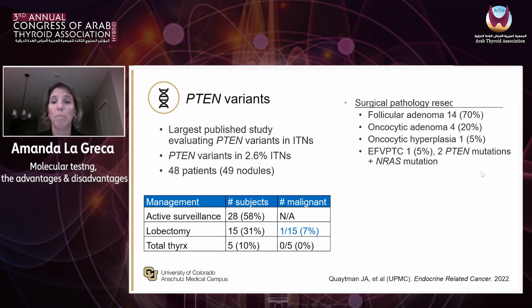The surgical pathology of the nodules resected was: 14 of them were follicular adenomas, 4 were oncocytic adenomas, 1 was an oncocytic hyperplasia, and 1 was an encapsulated follicular variant of PTC. 2 had PTEN mutations and NRAS mutations. So all nodules with 1 or 2 isolated PTEN variants were benign.